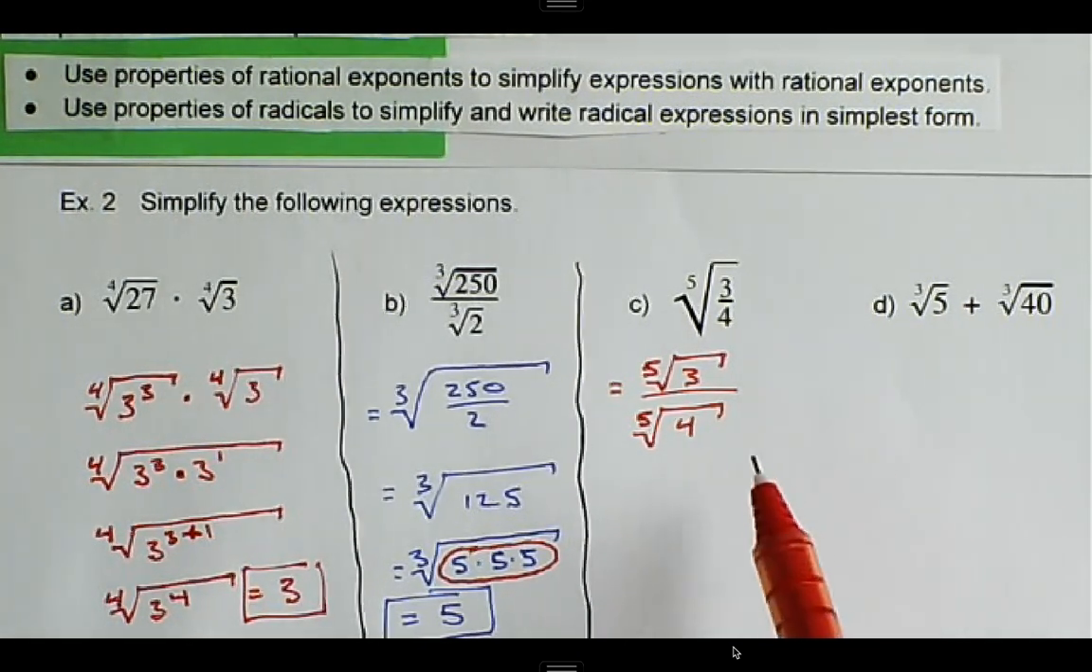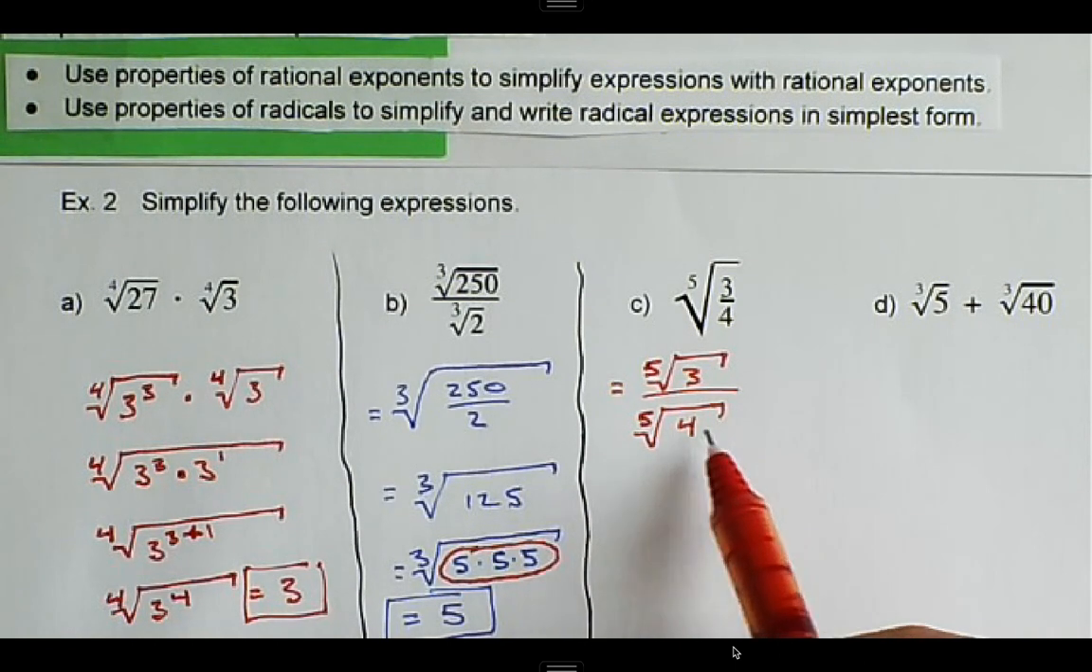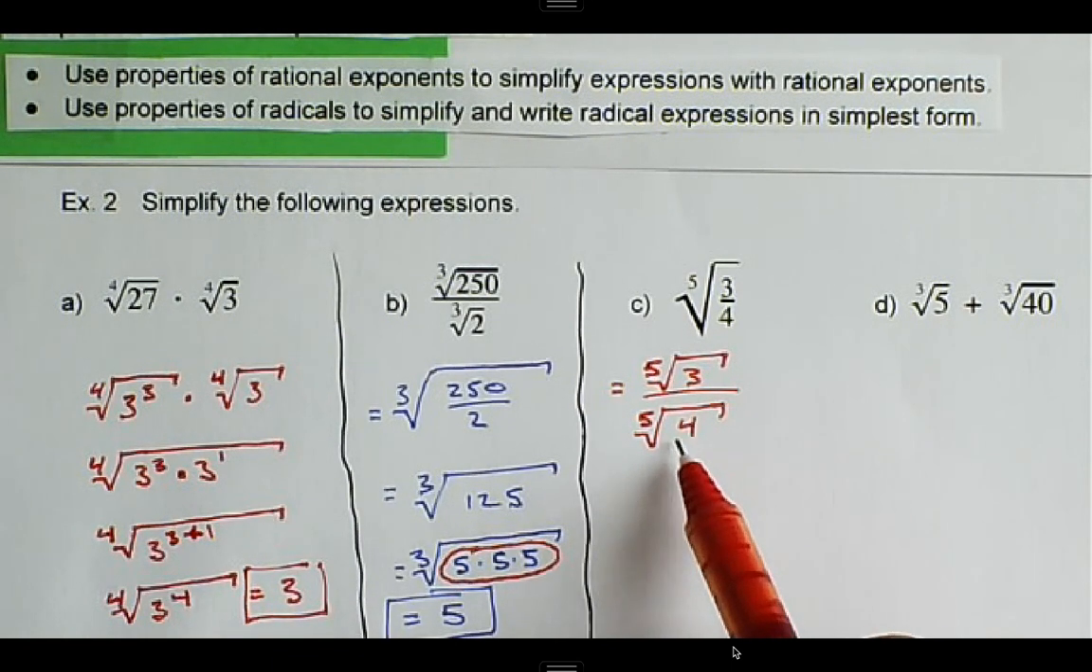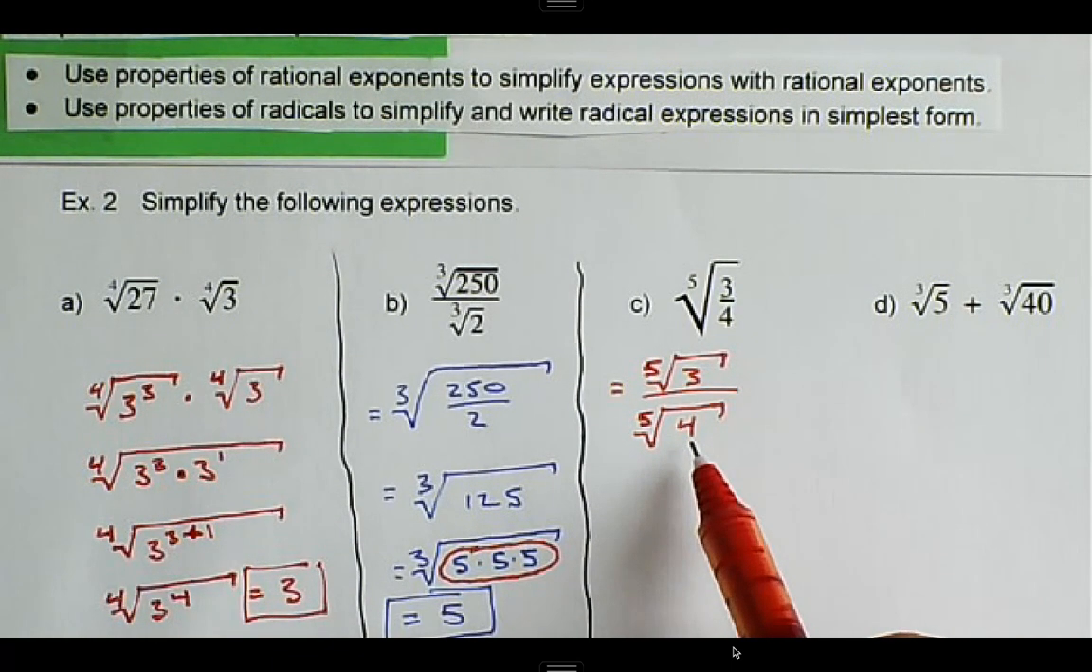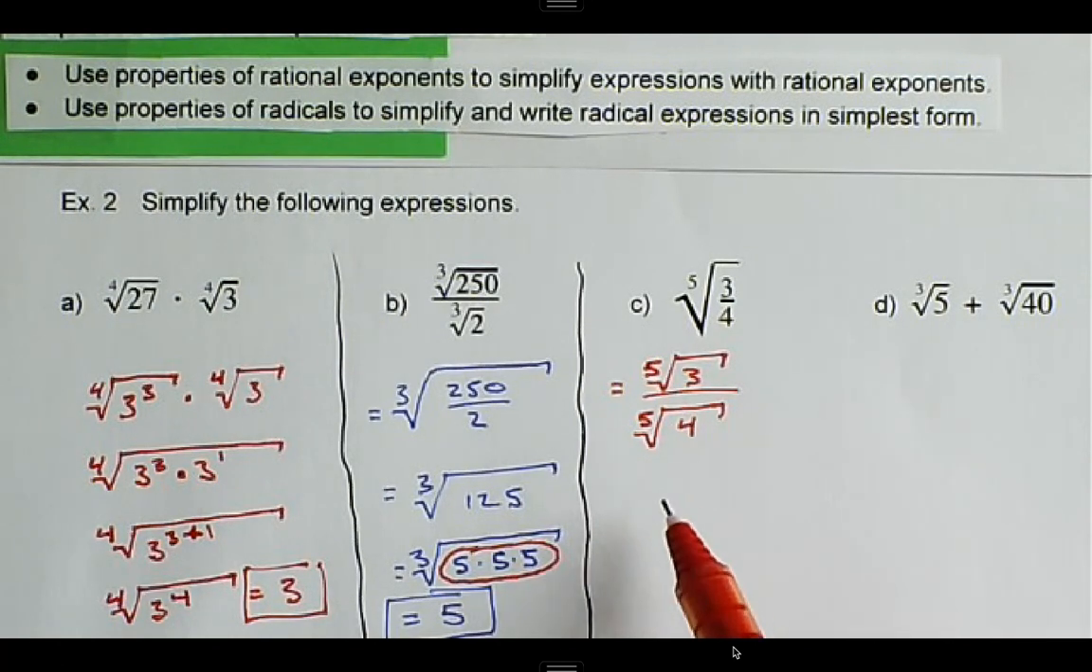And what we're not happy with in this case is we don't like to have a radical in the denominator. So one thing that we're going to do is rewrite this 4 to get the base in the smallest terms possible. So another way that we can write 4 is 2 squared.